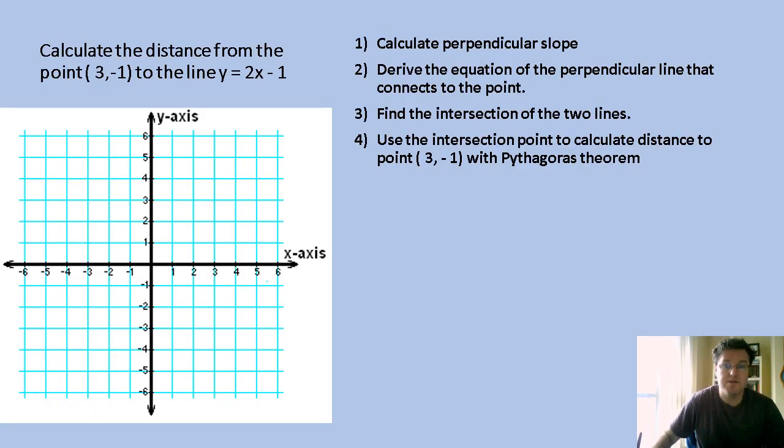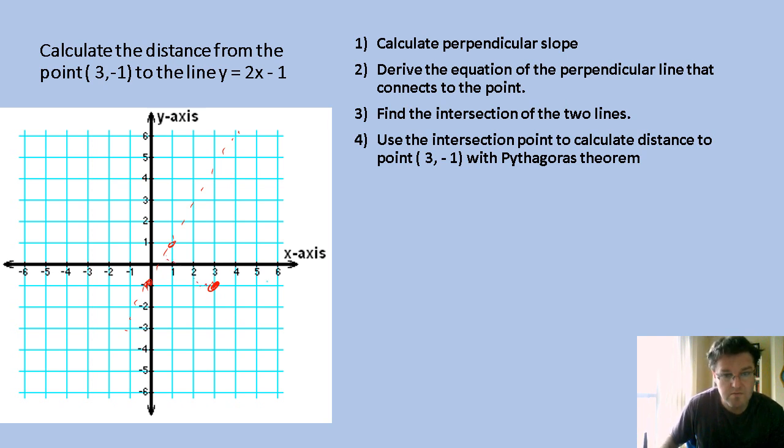So in this example, we've got to calculate the distance from the point (3, -1) to the line y = 2x - 1. So it looks something like that. And you'll have gotten from the previous diagram on the other slide that the shortest distance to get from a point to a line is to go perpendicular, 90 degrees, to that line.